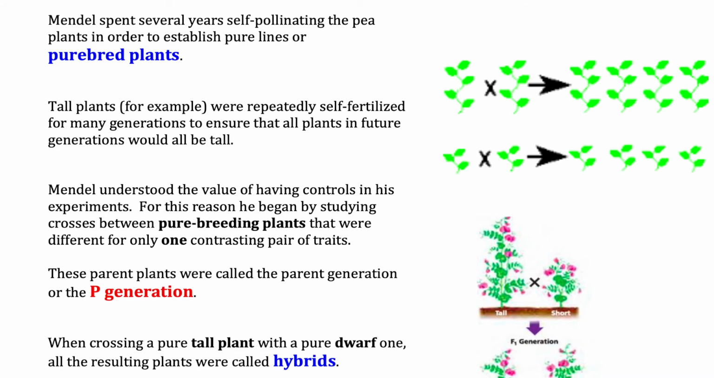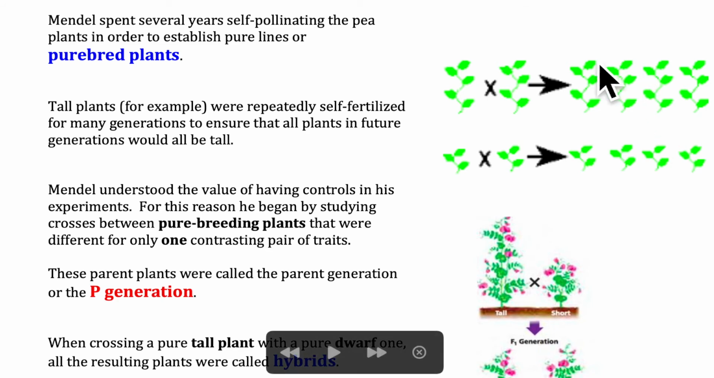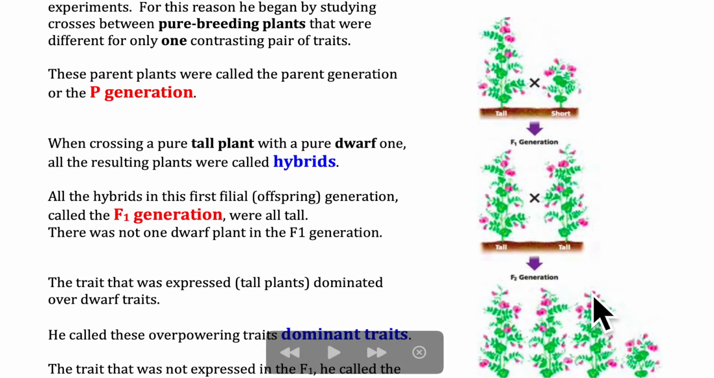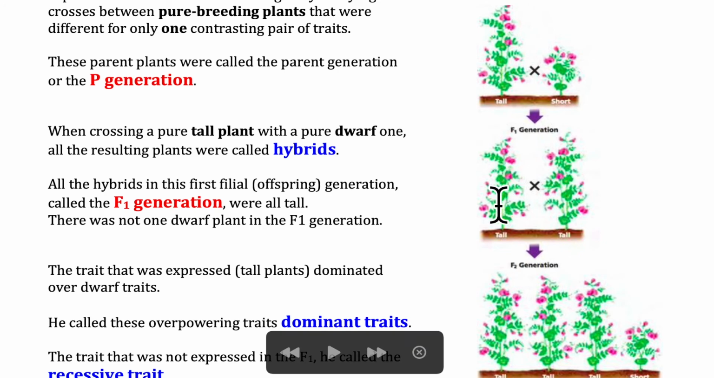Mendel understood the value of having controls in his experiments. For this reason, he began by studying crosses between pure breeding plants that were different for only one contrasting pair of traits. These parent plants were called the parent generation, or the P generation. When crossing a pure tall plant with a pure dwarf one, all the resulting plants were called hybrids.